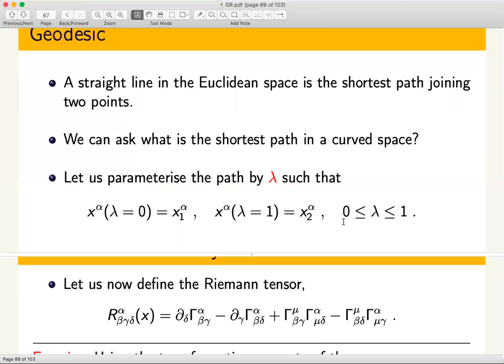This lambda takes values between 0 and 1. Nothing very special about it. You could have taken it from 0 to some other value also. It doesn't really matter. But if you choose some range, then at one end of that range, lambda equals 0, x alpha is x1 alpha, and at lambda equals whatever the other limit is, 1 in this case, x alpha is x2 alpha. So these are the two endpoints of the path that we are looking at.